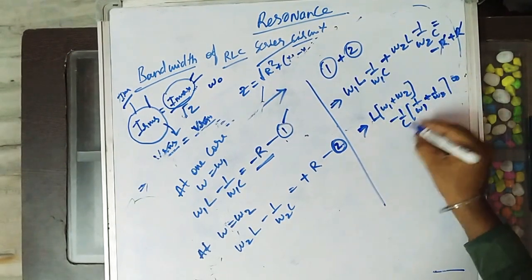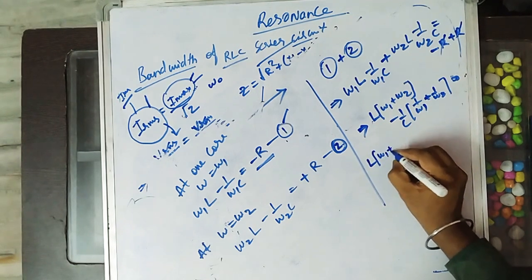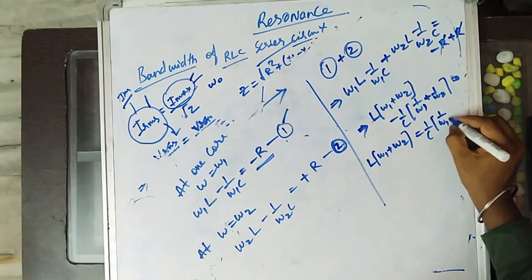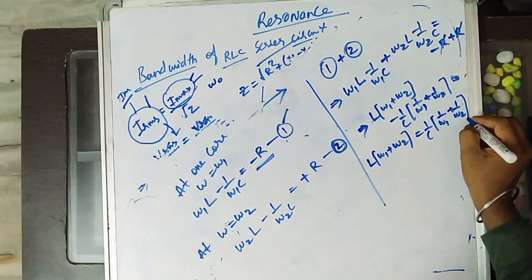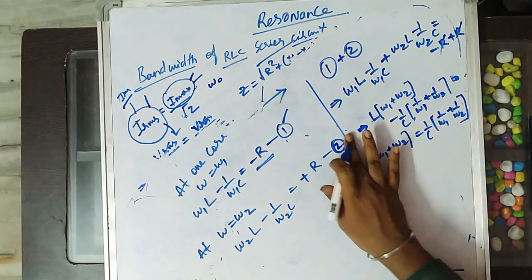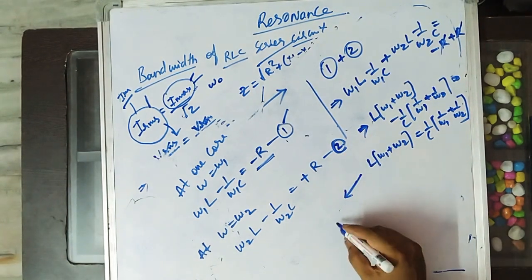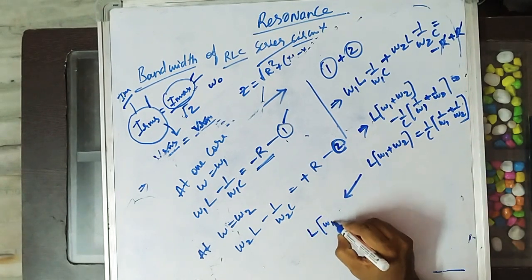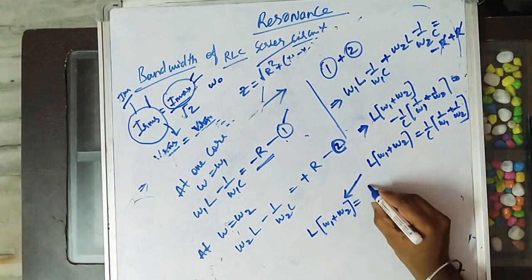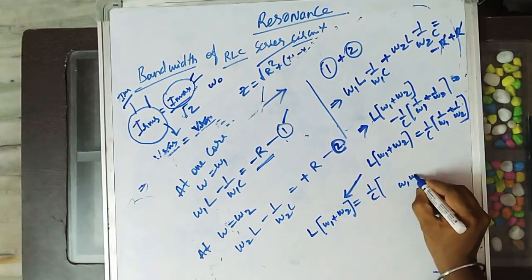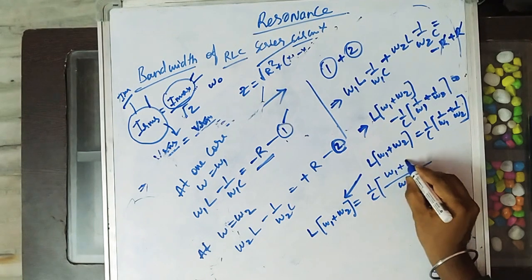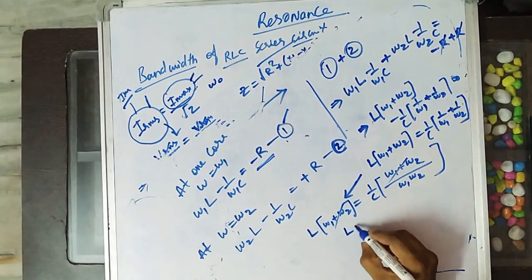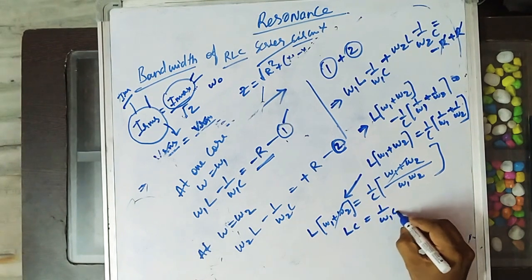So you'll take this section to there, you'll be having 1 by C into 1 by omega 1 plus 1 by omega 2. So if you observe carefully, if you take LCM of this, 1 by C into omega 1 omega 2 equal to omega 1 plus omega 2. So if you cancel both these, you will be getting LC equal to 1 by omega 1 omega 2.